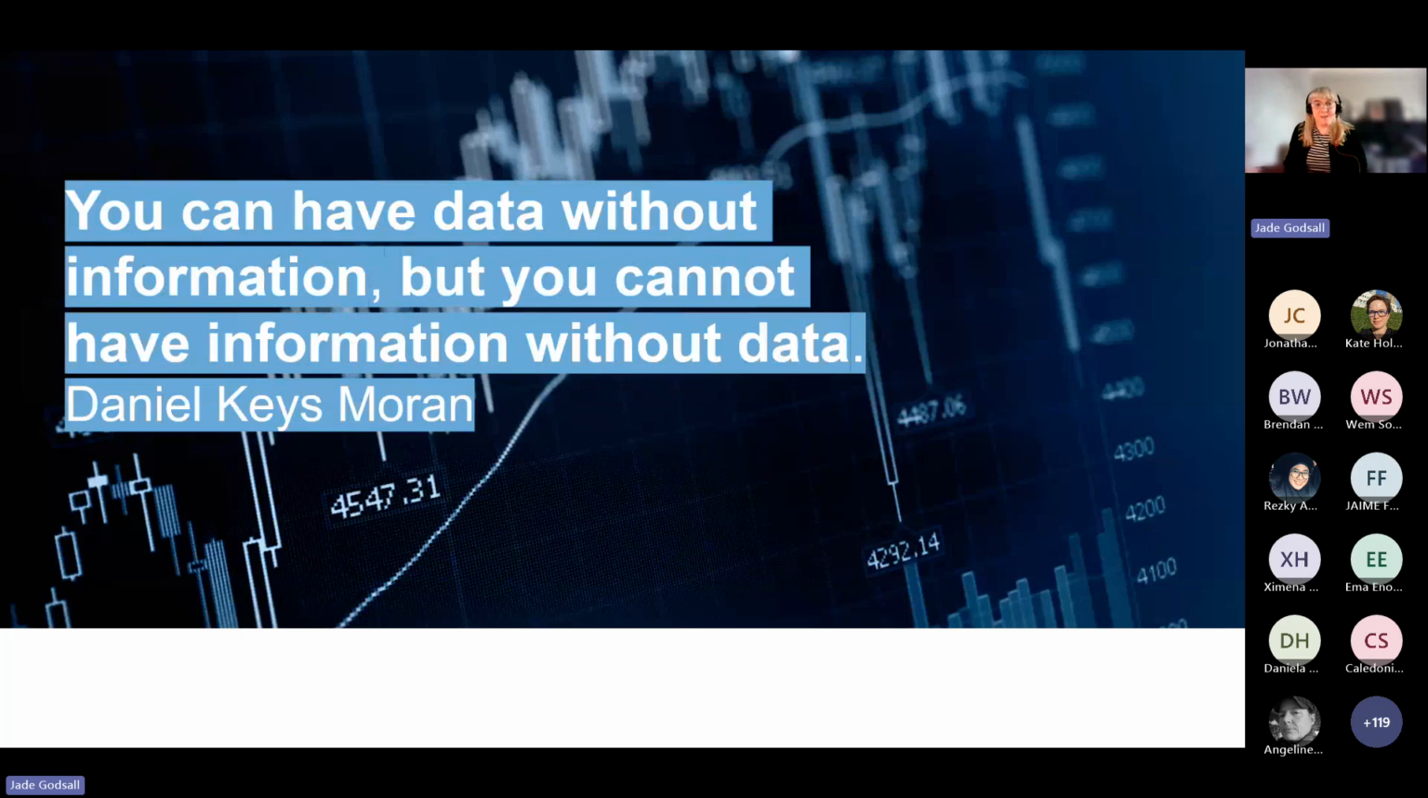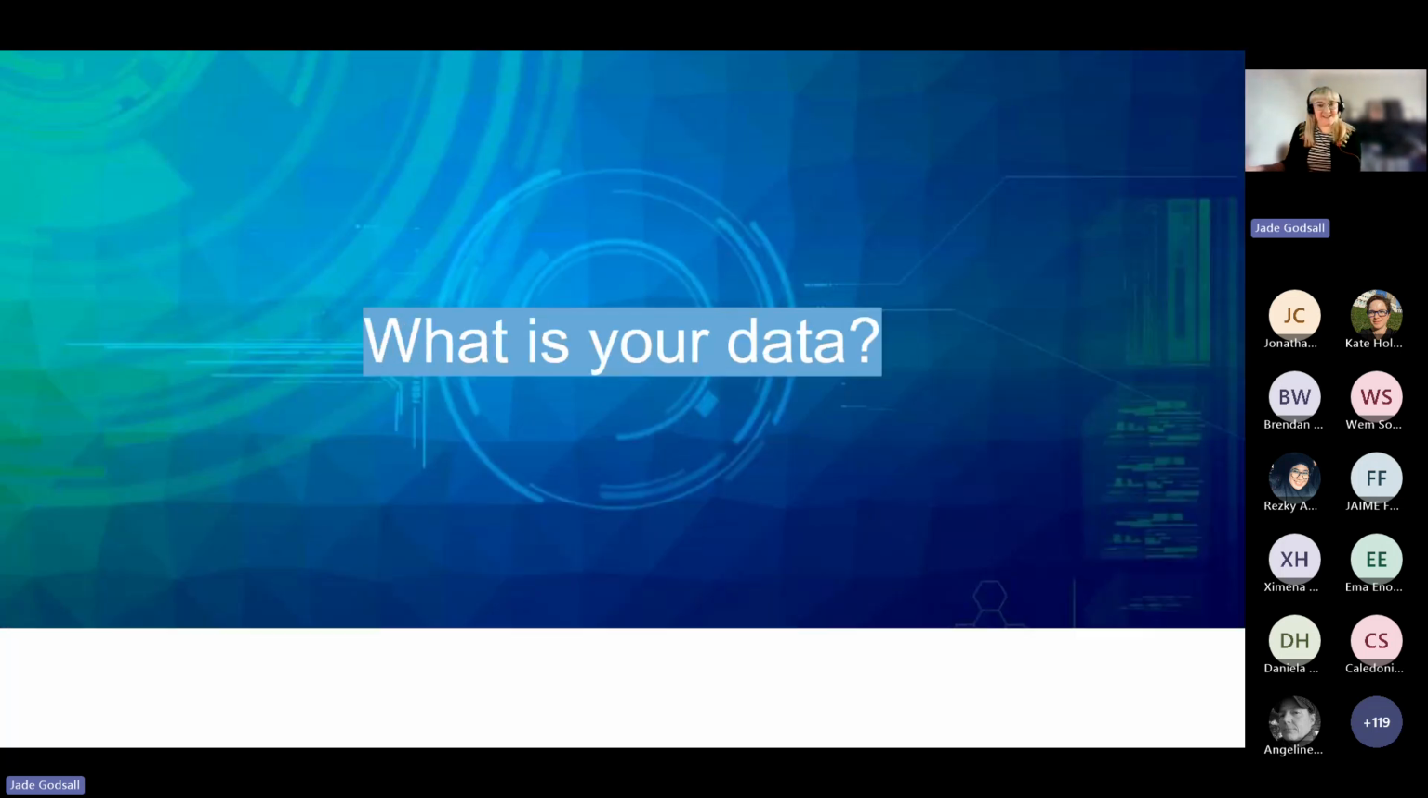Data is the crux of your research. And I am a nerd and I do have that on a tote bag because it is one of my favorite data quotes. So then, what is your data?